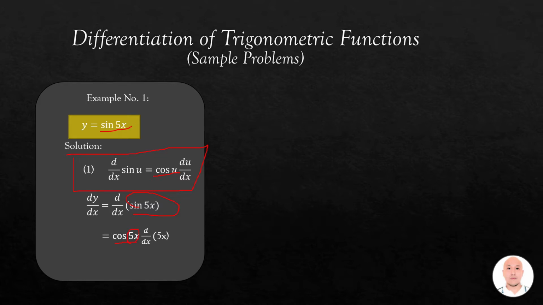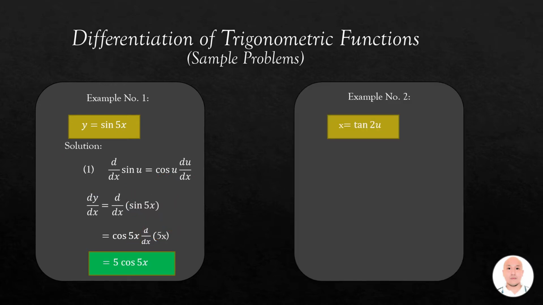So, du over dx equals to d over dx 5x. Then, we will have to differentiate the 5x. And the differentiation of d over dx 5x is equals to 5 here. So our final answer is 5 cosine 5x. So let's proceed to our sample number 2.